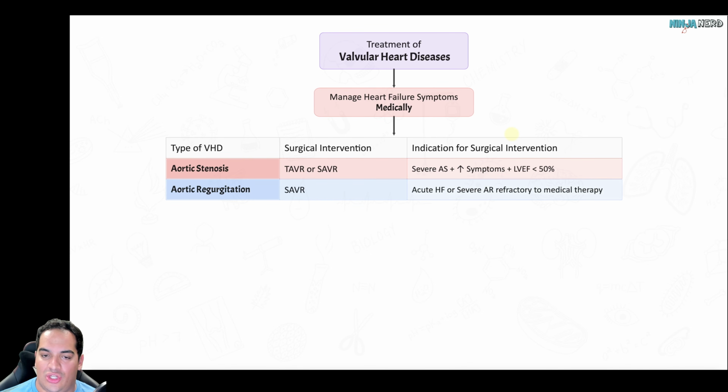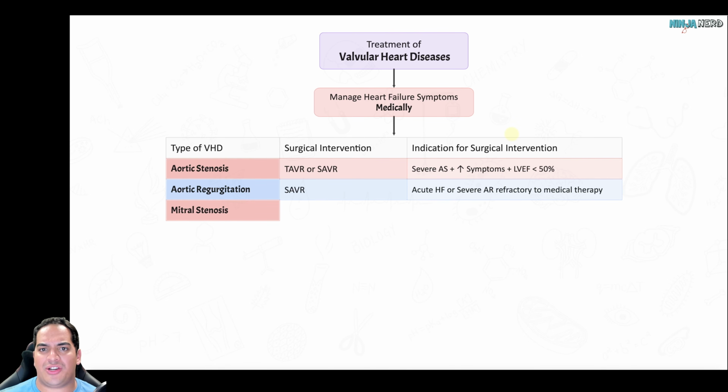And again, is acute heart failure the primary indication? So in other words, the valve just completely got ripped up and now they're in acute heart failure? You need to take these patients right away for surgery. Or do they have aortic regurgitation that's chronic, but they're not responding to medical therapy?